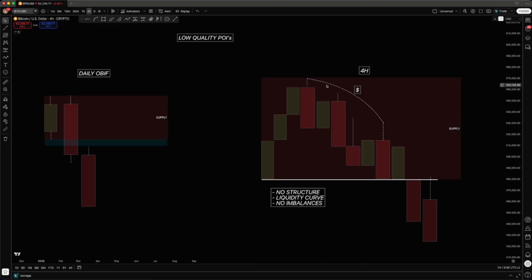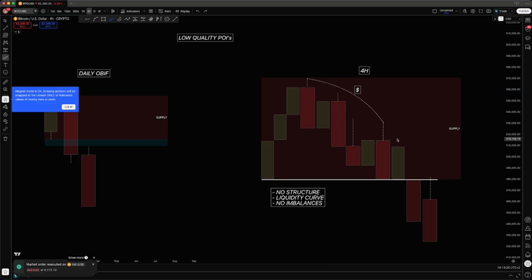Also, we see a lot of liquidity still open. The highs never triggered each other like this. So we created a nice liquidity curve into the supply, and also we don't see any imbalances. There are no imbalances anywhere. So what does this mean?